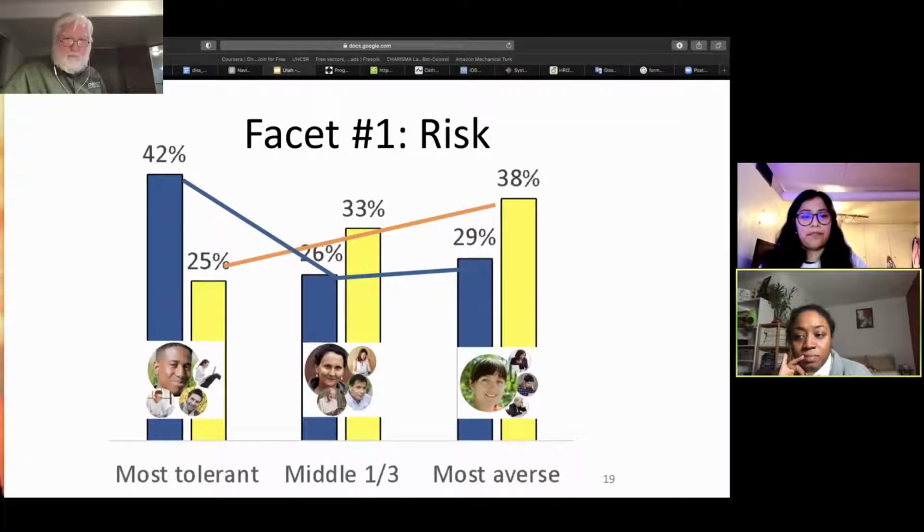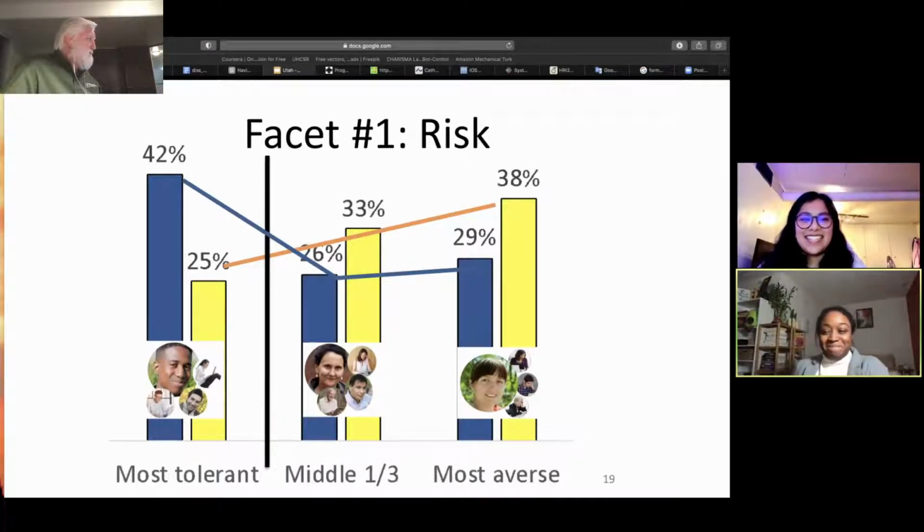So this is the kind of data that we see for these facets, where more women than men fall on one side and more men than women fall on the other side, with the middle third being represented by Pat. So why does this really matter? Why can't we just keep developing for Tim? Well, we could.